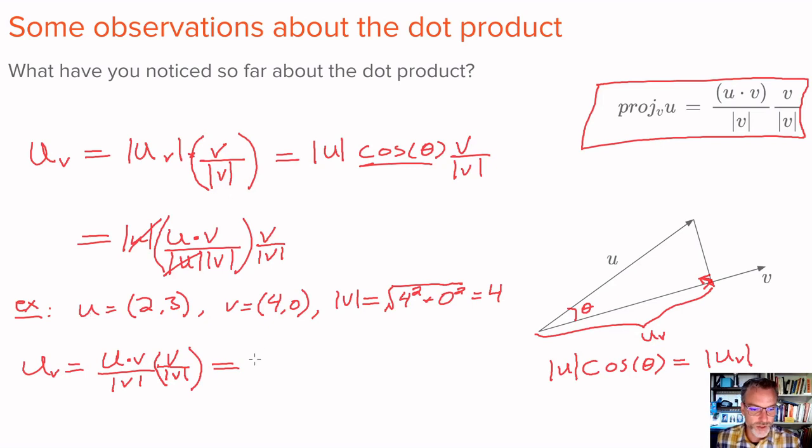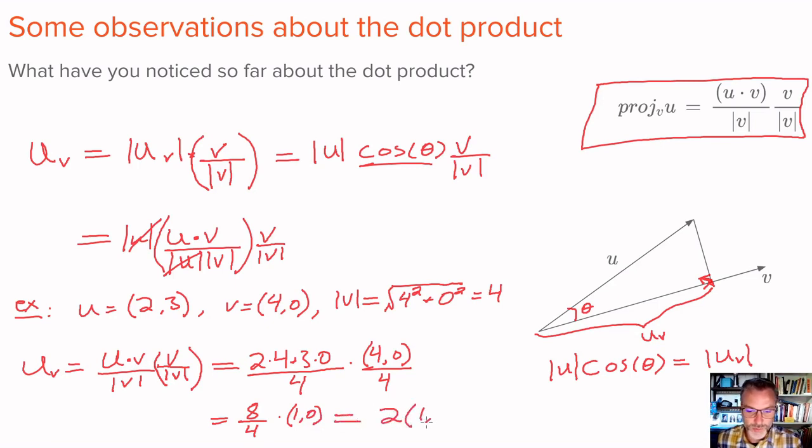The dot product is just 2 times 4 plus 3 times 0. Okay, and that's over the length of v, which is 4. And that's multiplied by this vector, (4, 0), over the length of v, which is 4. Okay, and you can calculate that. That's going to be 8 over 4, which will be 2, times, well, 4 over 4. It's just going to be this unit vector in that direction. You can look at what we get. We just have 2 times that vector, which is exactly as we suspected it would be.